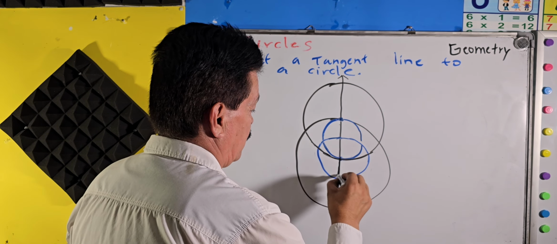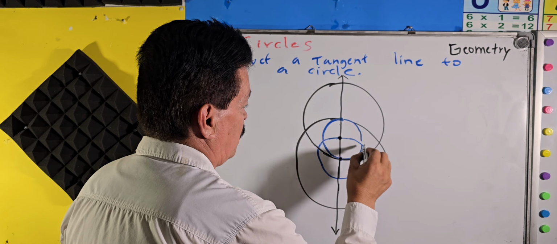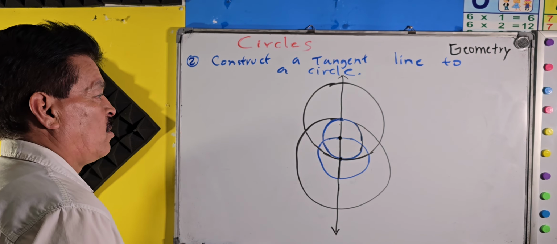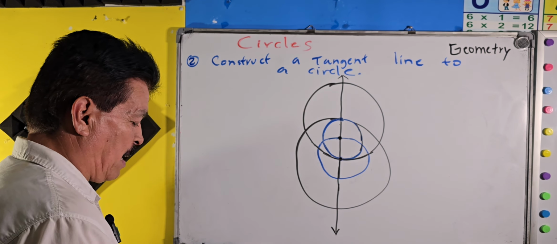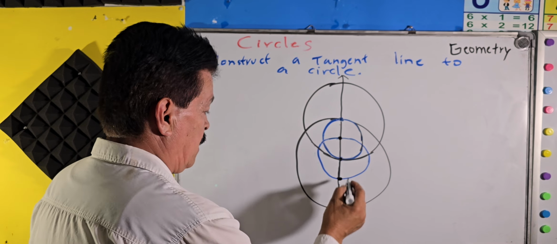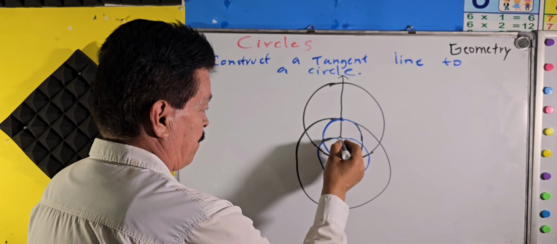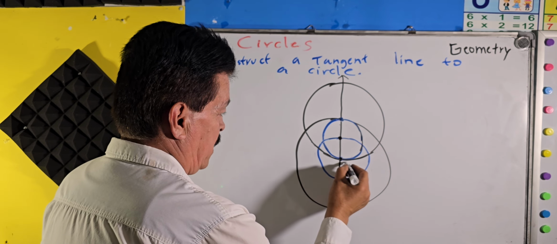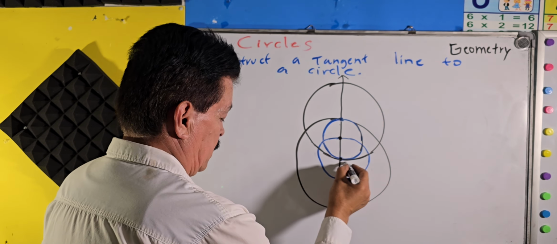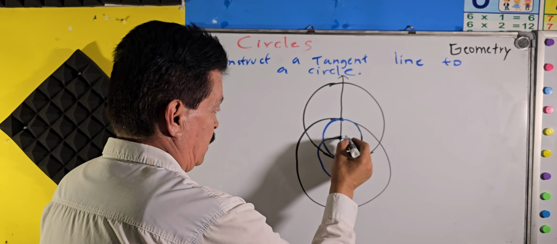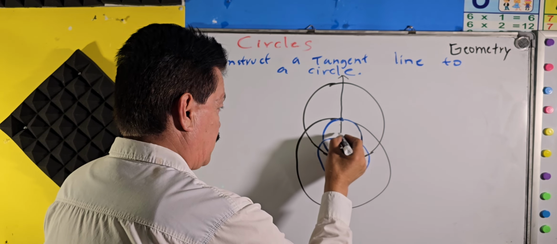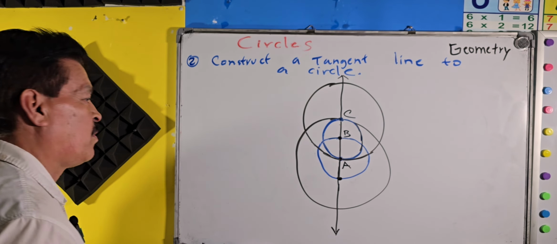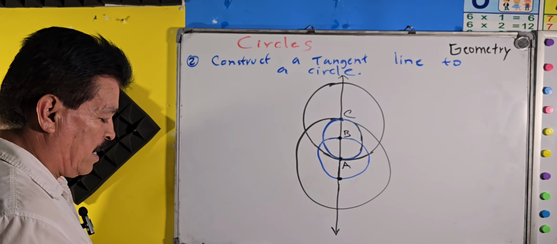What I mean is this is the line, this point right here, and this is another point right there. Okay, so then let's give them names. This point right here is A. This point right here is B, and this point is C. You have those three points A, B, C. All right.